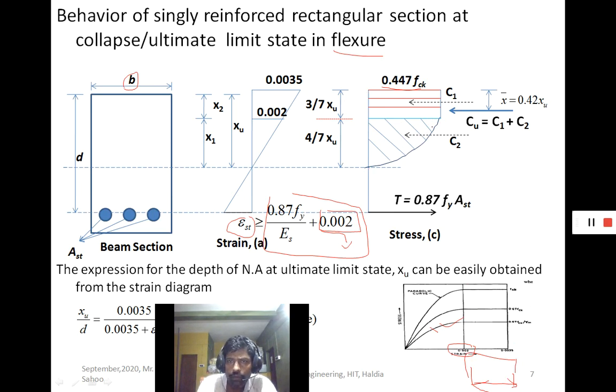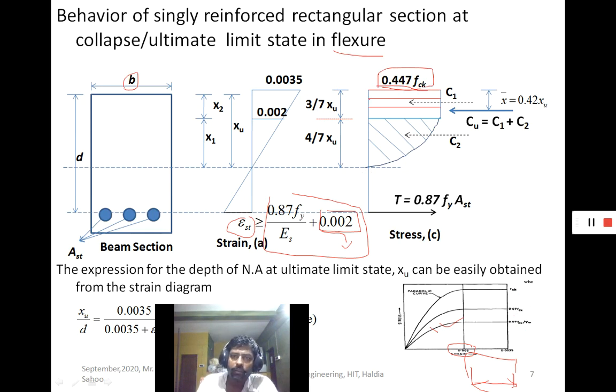So from the neutral axis to this point it is a parabola, and the maximum compressive stress is at the topmost fiber, as the maximum compressive strain is at the topmost fiber. That is 0.447 fck. How does it come? The characteristic strength is divided by 1.5 size factor, and again the factor of safety for material, 1.5, is divided, and we get 0.447 fck.